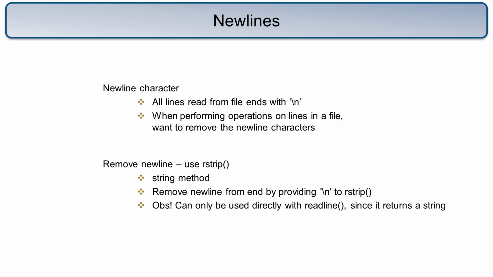And since the lines in a file are returned as strings when using a read method, we can apply rstrip on a read line. The rstrip method removes the newline character from the end of the line if we provide \n as an argument to the method.